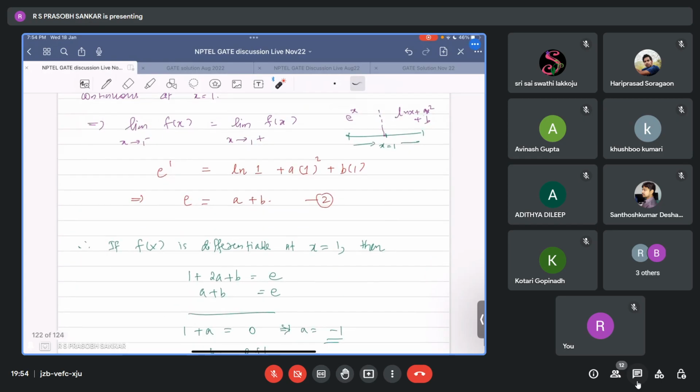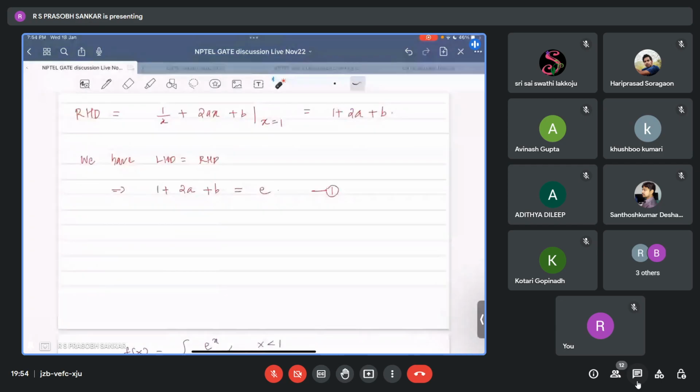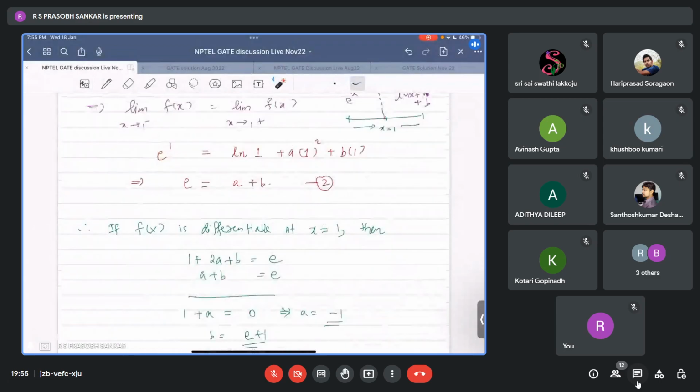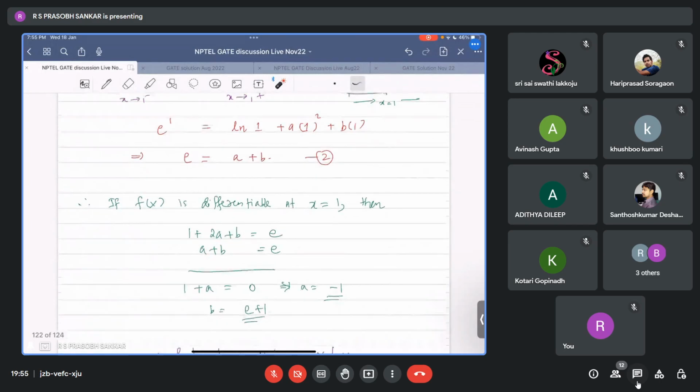So to conclude, we need to have two things, not one thing, two things. If the function is differentiable at a point, from the requirement that LST should be RST, we have this condition. Furthermore, since the function is differentiable, it should also be continuous. So we have this condition. Together we have two equations: 1 plus 2a plus b is e, and a plus b is e. So two equations, two unknowns.